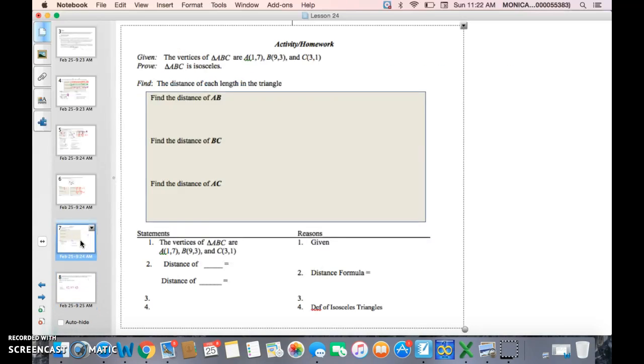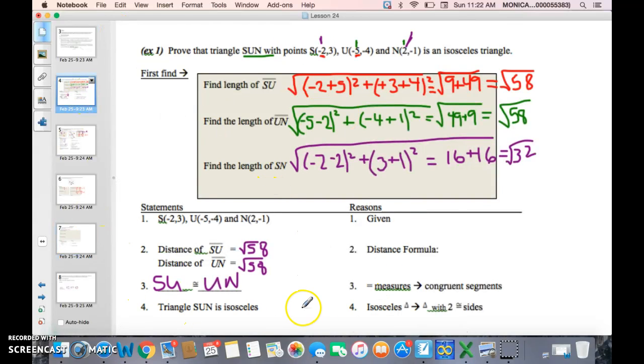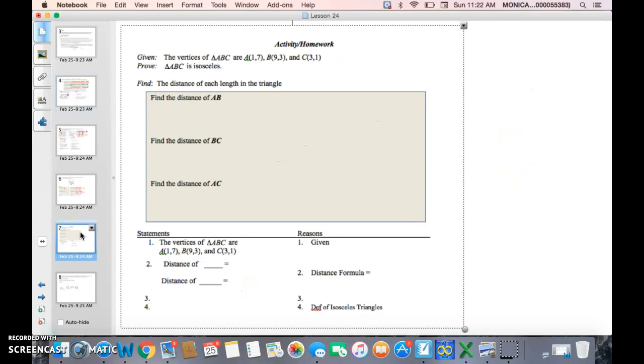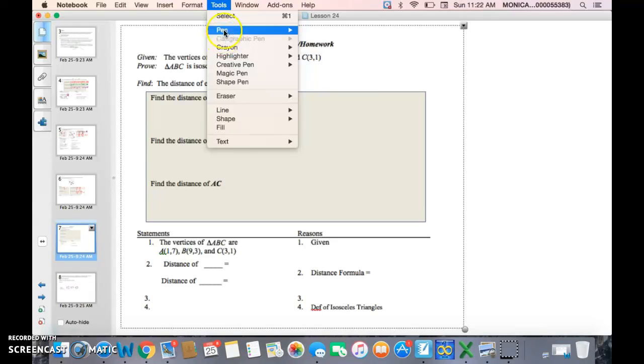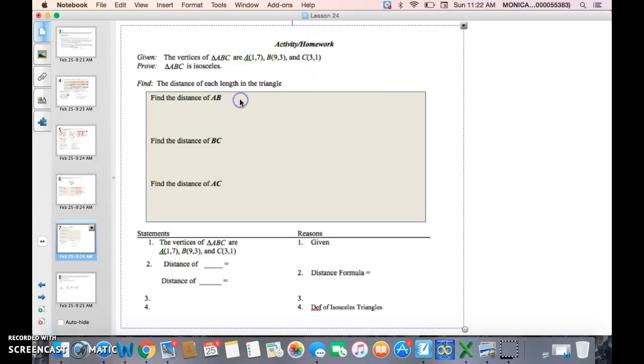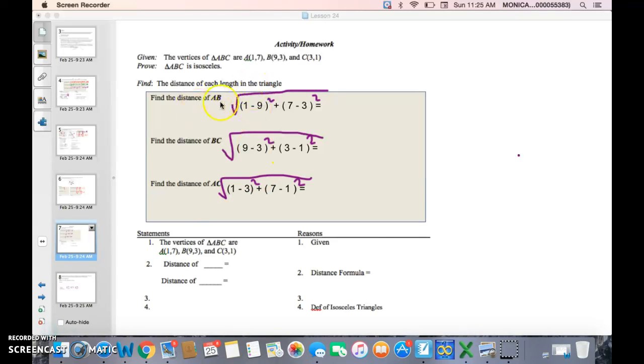All right, so going back, it says the vertices, you want to prove whether this is an isosceles triangle. So I remember I'm going to have to go back to this example here as my model for solving this problem. I'm going to come here, and I know I'm doing the square root. Basically I am finding the distance of AB, so I look at these two coordinates. I subtract the x's, square it, subtract the y's, and square it.